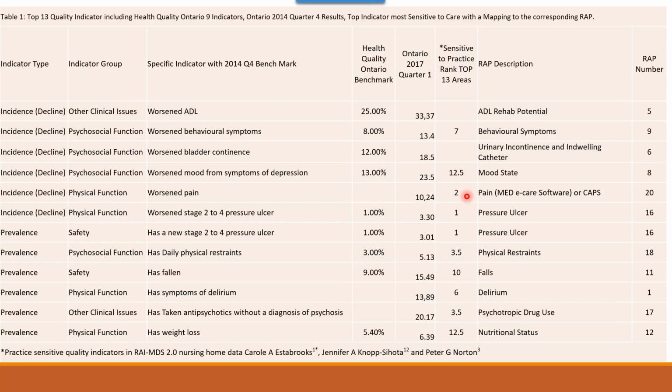So you can see it's the second highest factor. Pressure ulcers being the highest factor that you have control over, and pain being the second highest. Now, from the RAP point of view, there is no RAP related to pain. However, if you're doing the CAPs, then there is a pain CAP that we can use. Okay? So we'll be looking at all of those as we go through.